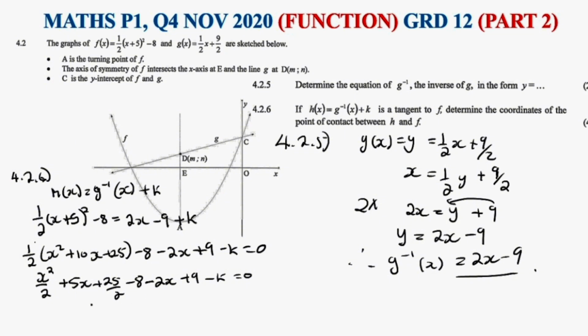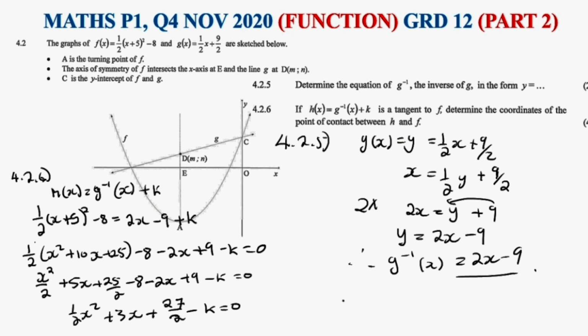When you simplify and group like terms, you should be able to come to 2x squared plus 3x plus 27 all over 2 minus k is equal to 0. Okay, I hope you guys are following.